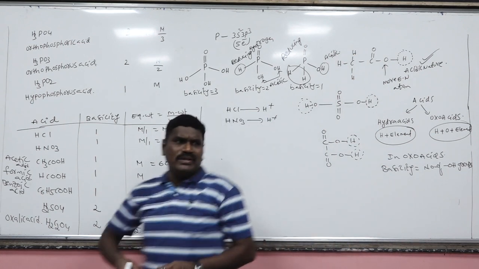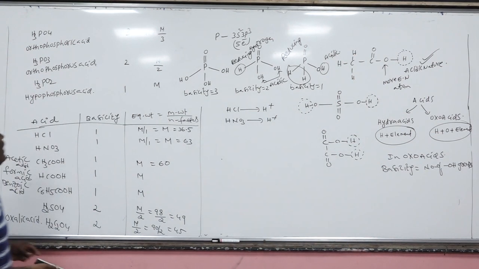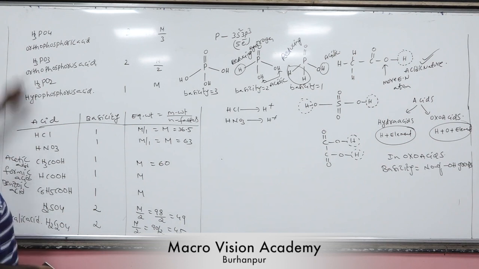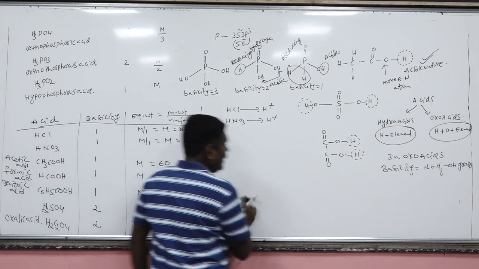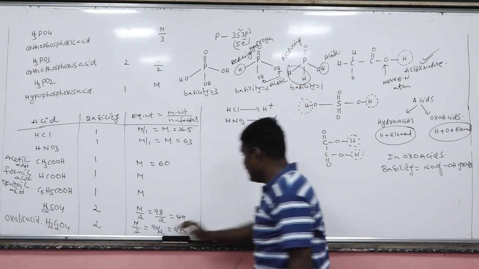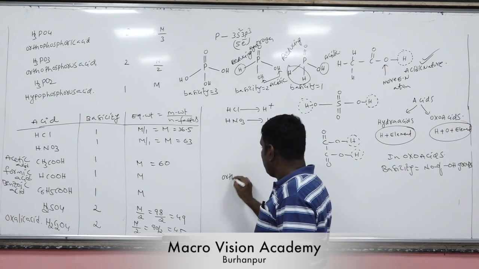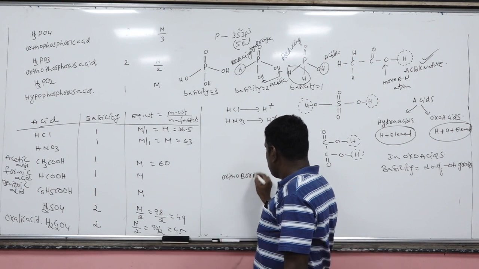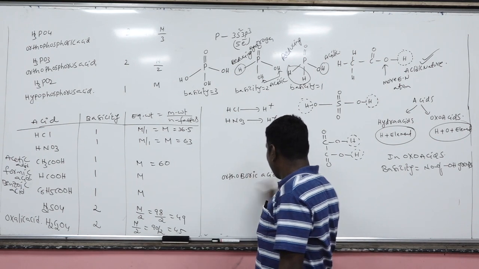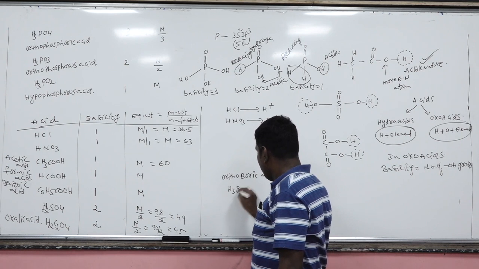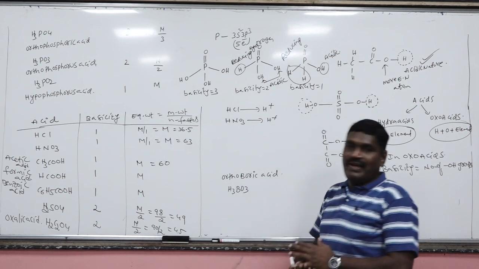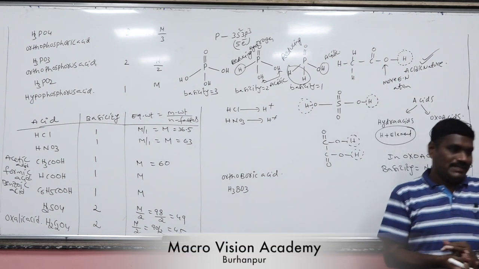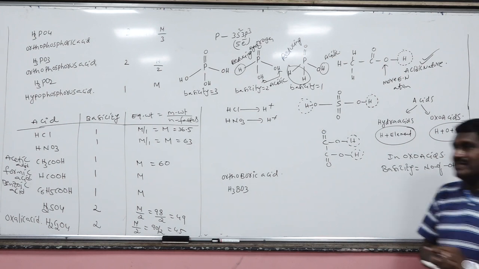This is a very important question. Most of the students will get confused while writing the N factor or basicity of phosphoric acid, phosphorus acid, or hypophosphorus acid. Okay, this is very important. Now here one more important question is there. Orthoboric acid, or simply we can say boric acid, H3BO3. Now, what is the N factor of this orthoboric acid?